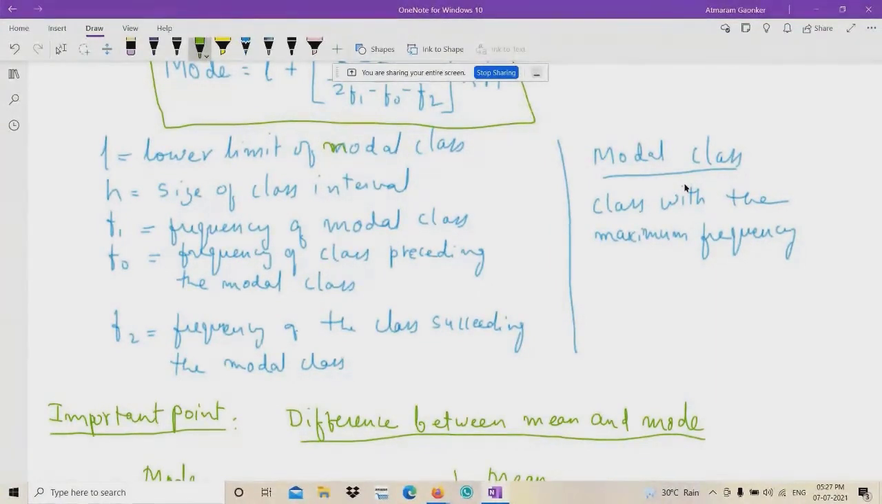So I will explain that with the help of an example also. So the modal class is equal to the class with the maximum frequency. Whichever class has the maximum frequency, that class is selected as the modal class.